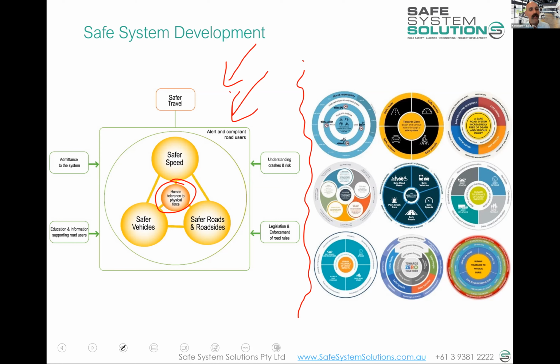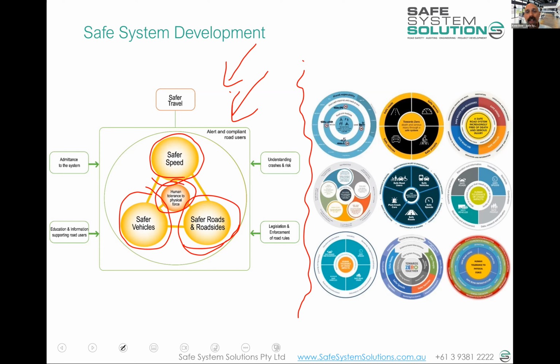So, human tolerance to physical force. And then they put around that three elements: the roads and the roadsides, the vehicles, and the speeds that are being travelled. And that was it. That was the whole thing, right? There wasn't any of that stuff around it. That was the safe system.